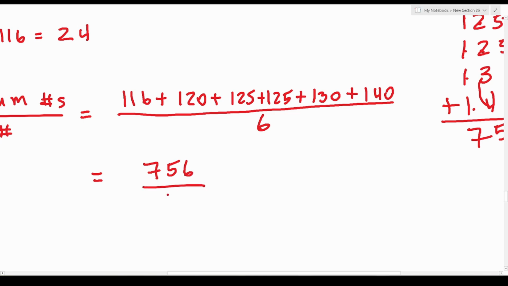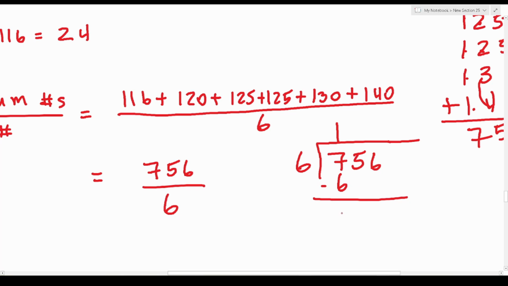756 divided by 6. Again, you can regard all fractions as long division, so I'm going to read this as 756 divided by 6. And this is actually pretty easy to do. We start by asking ourselves, how many times does 6 go into 7? Well, 6 goes into 7 one time without going over. 6 times 1 is 6. 7 minus 6 is 1.